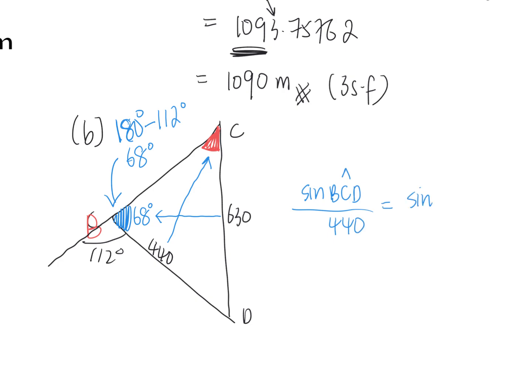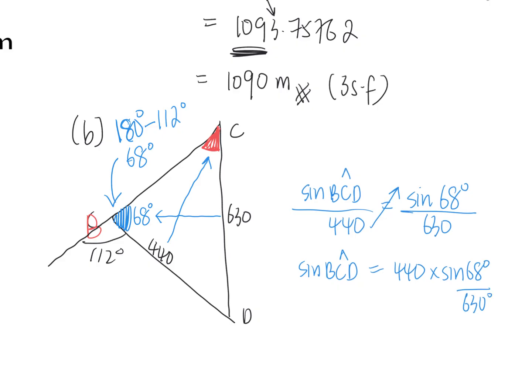Also can. Then 68 over 630. Okay, then you cross multiply. Sine inverse. I don't know the bearings, the congruence, the similarity. Okay, we'll fix that. So BCD, you take an inverse of this whole thing. 40.4. Yes.